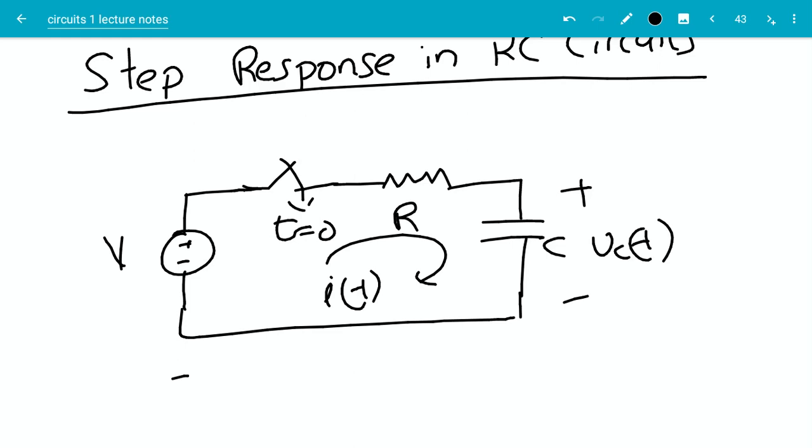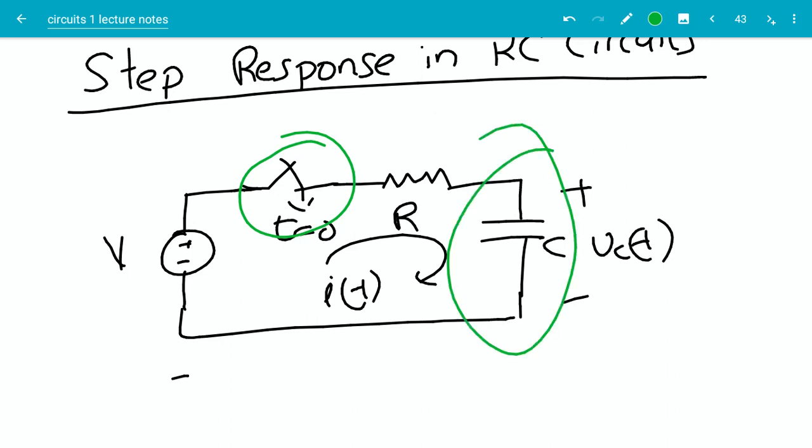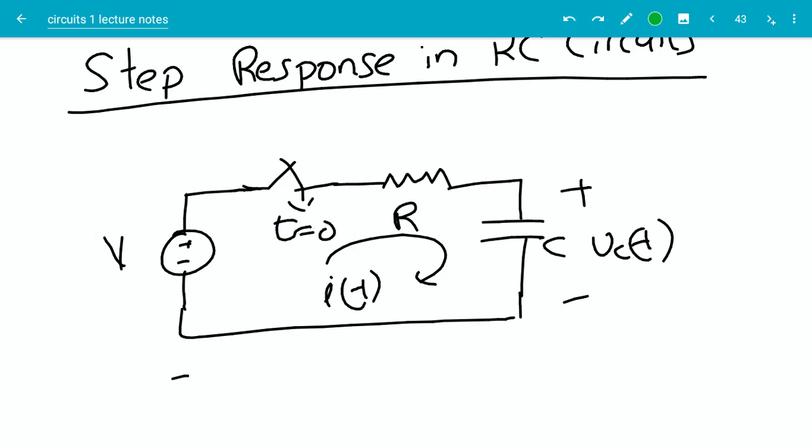And so far we have assumed that this switch is closed for a long time, and then after a long time when the circuit reaches steady state, all voltages will be DC voltages, and since the voltage here would be DC, there will not be any current going through the circuit, and the voltage across the capacitor will be equal to V, right? So that's what we saw so far when we were looking at the steady state.